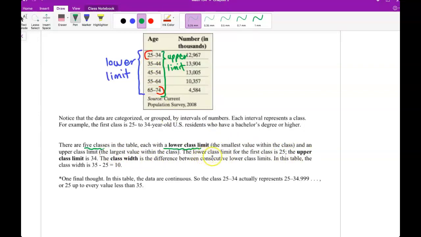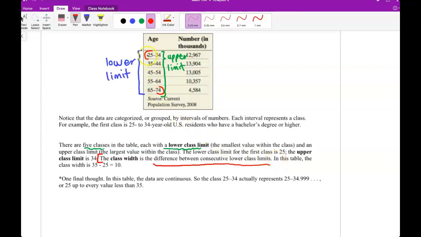And so the lower class limit for the first class is 25, and the upper class limit is 34. The class width is the difference between consecutive lower class limits. This part is important.